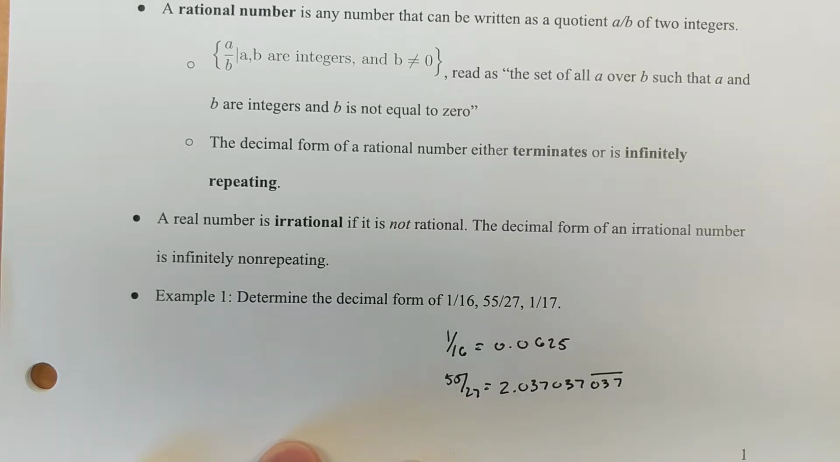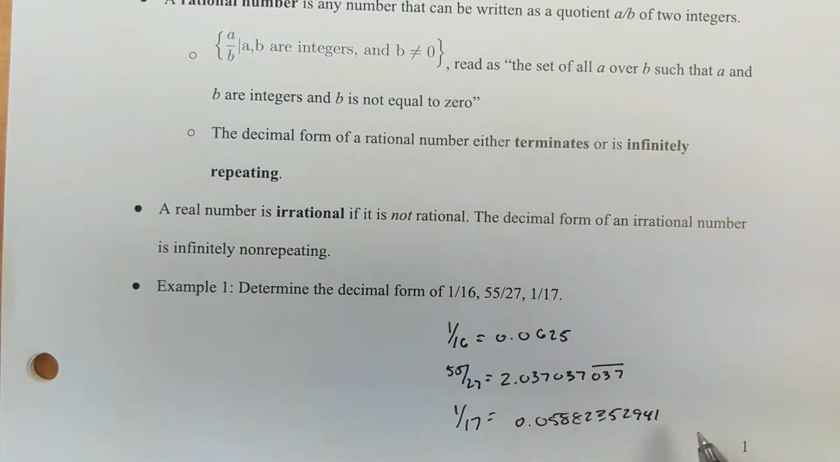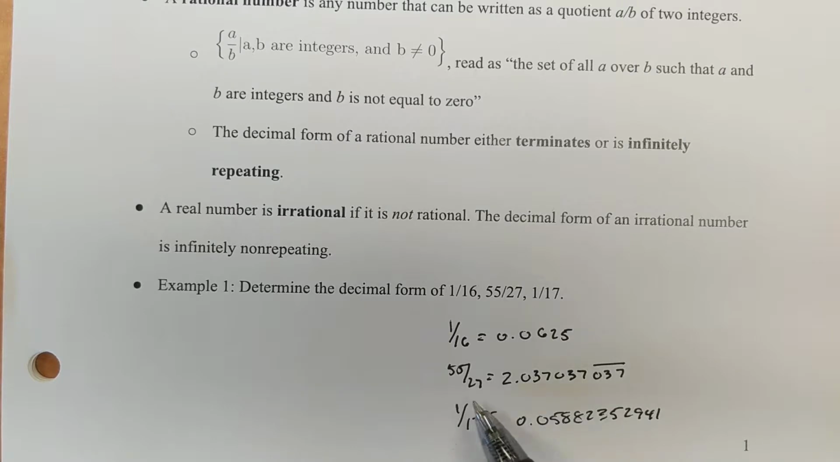And the last one, 1 divided by 17, is 0.05882352941. Now if you notice, this doesn't end or appear to repeat. Now this sometimes happens. This is definitely a rational number because it's a fraction, but the repeat distance or the terminating distance is so far out that your calculator may not necessarily be able to display it.